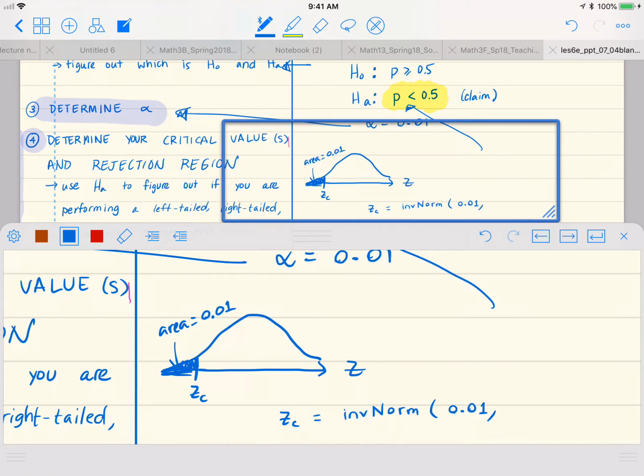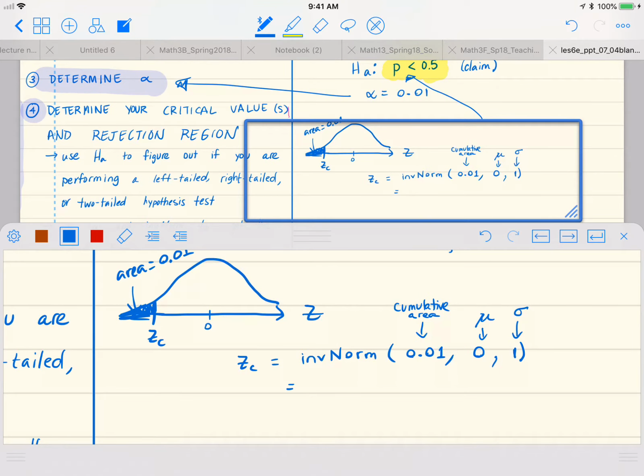My area is 0.01. My mu is 0 because this is the standard normal distribution. This is my cumulative area. And my sigma is going to be 1. Okay. And I hit paste. And what do I get? I get negative 2.3263. So that is my critical value.